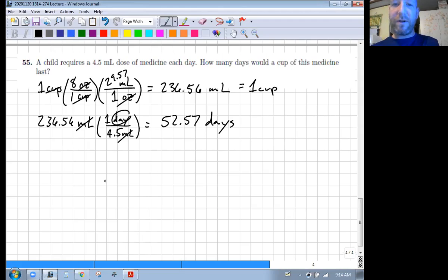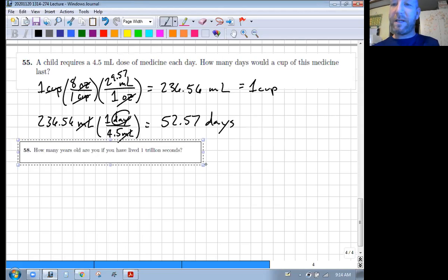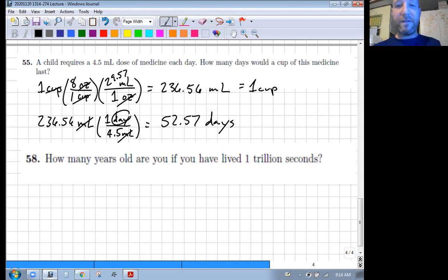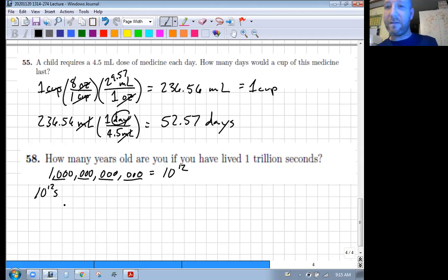How many years old are you if you've lived 1 trillion seconds? Let's see, 1 trillion. How many zeros is that? That's 1,000, a million, a billion, a trillion. So that's 10 to the 3, 6, 9, 12. All right, so if we take 10 to the 12 seconds, we've got to convert that to years.